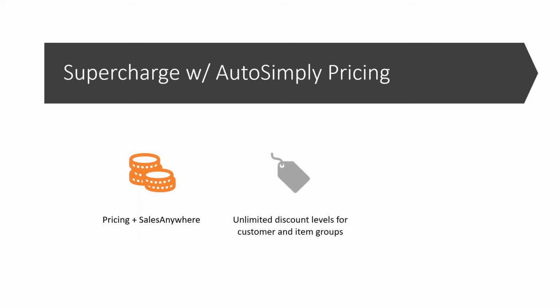So some of you might know there's another add-on module by AutoSimply called pricing. And this is a perfect add-on to pair with Sales Anywhere. So if you add pricing to the system as well, users can set up an unlimited number of discount levels for different customer and item group combinations. And then inside Sales Anywhere, discounts would be applied automatically when users are creating transactions. So for pricing, right now in IC and OE, there is a limitation of at most 5 volume discount levels, and also at most 5 customer types for discount purposes.